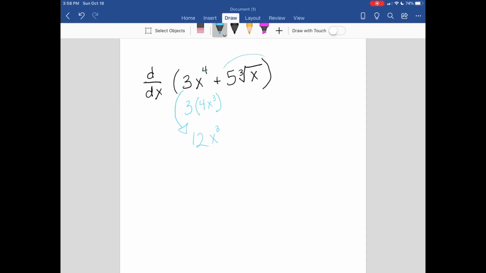And then here we would rewrite that cube root of x exponentially. So that would be 5 times x to the, and then this is power over root, so 5x to the 1/3. So when we derive that, I shouldn't have put that in that place. That hasn't been derived yet. So now we would end up with 5 times 1/3. So that's 5/3 x to the, and then we lower that power by 1. So 1/3 minus 1 gives us x to the negative 2/3.